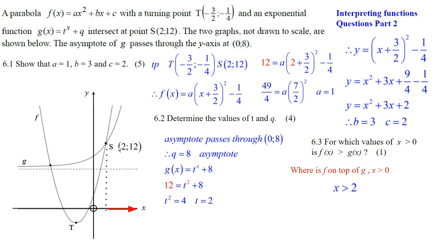That's right when x is greater than 2 here. You see, it's this red interval here. x is greater than 2. Because we knew this was 2 and 12, so 2 is the key here. x is greater than 2. And I think I might have done one more question. No, I didn't. We'll leave that for the next video. There you go.